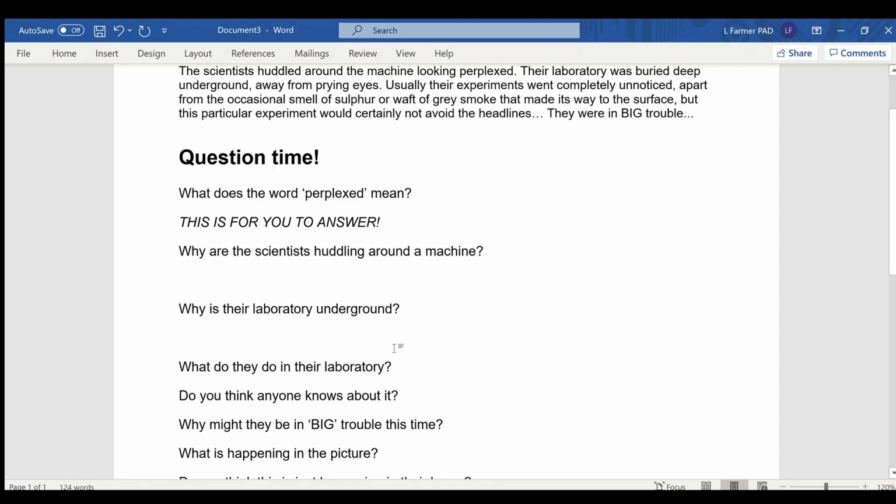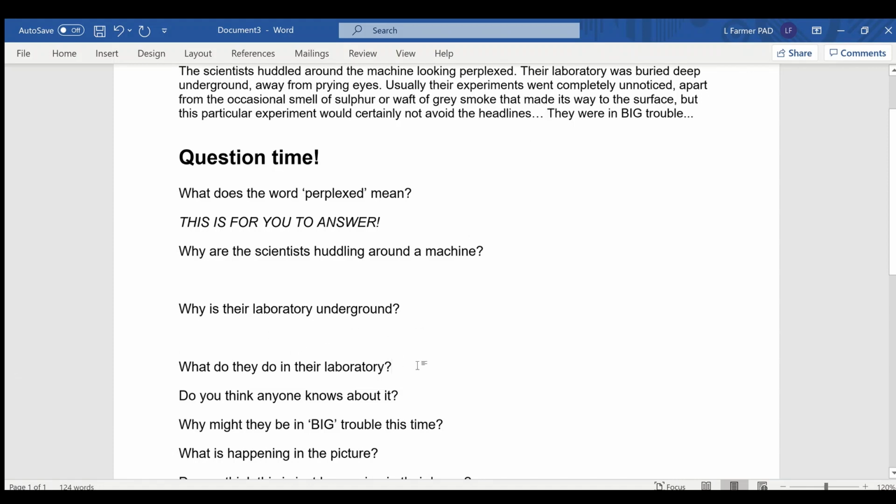So again, why is their laboratory underground? Maybe they're experimenting on something different, and they thought that if people found out about it, maybe they'd get into trouble. I mean, it looks like from here they were in big trouble. Well, this is because obviously something's gone wrong. So have a think. Again, write in full sentences.